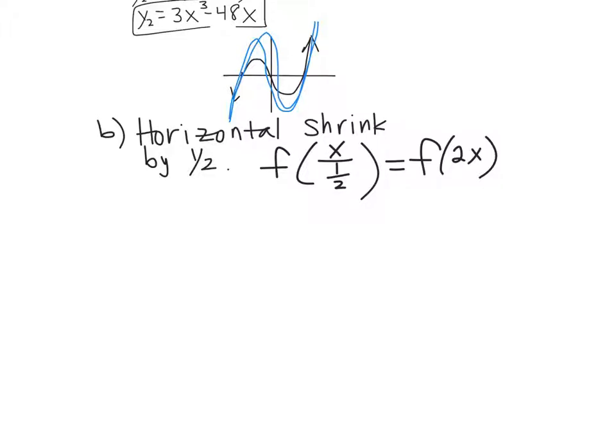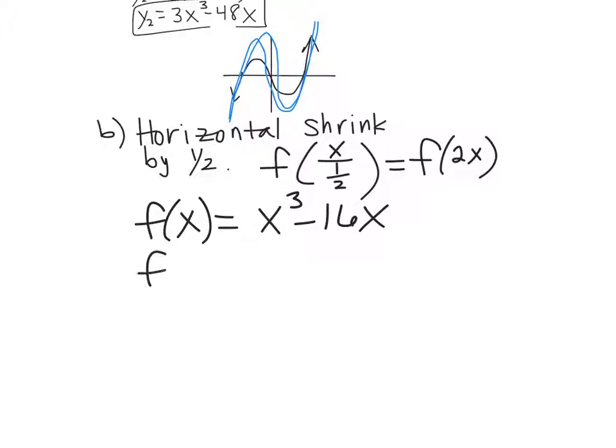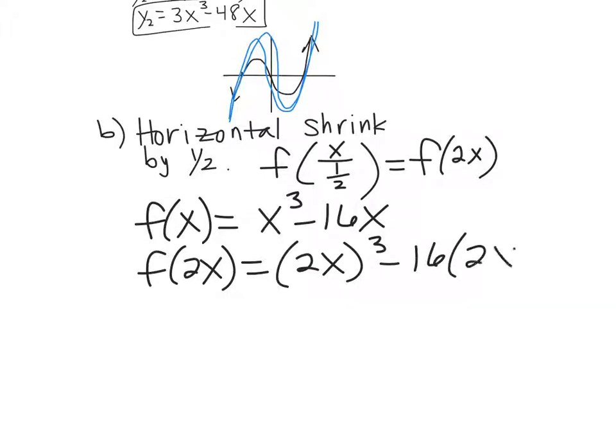Okay, so take f of 2x now. Our original f of x, or y1, whatever you want to call it, was x cubed minus 16x, right? Now let's go ahead and do f of 2x into here. This is going to shrink it horizontally by 1/2. It feels weird, huh? That you're multiplying everything by 2, but you're shrinking it horizontally. So plug in 2x cubed minus 16 times 2x. And so you get 8x cubed minus 32x.